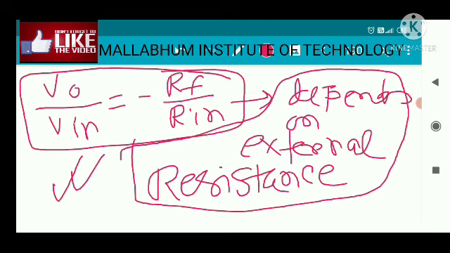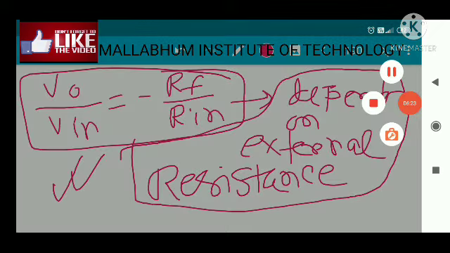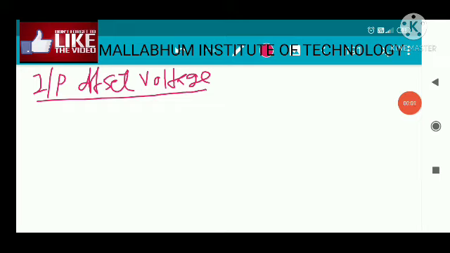That means the input bias current, input offset voltage. What do you mean by offset voltage, offset condition, bias current, like that. Okay, so now we will discuss some of the specifications of the operational amplifier. The first specification is the input offset voltage. Now what do you mean by the input offset voltage?